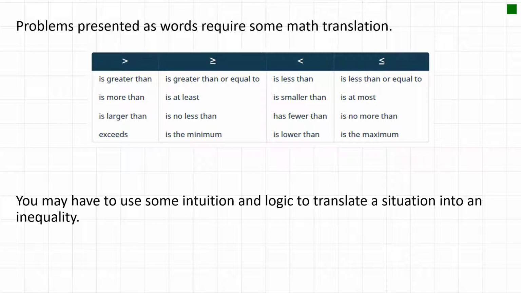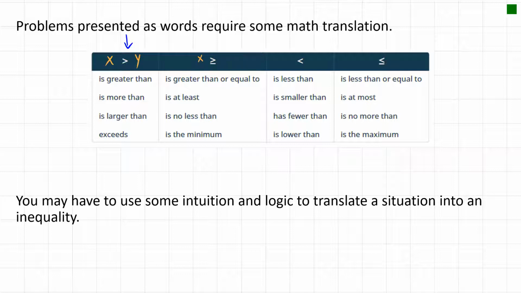So for example, over here on the left we have greater than. If x was greater than y, we'd call this the greater than symbol. Common words that represent greater than are greater than or more than, larger than, or exceeds. Notice the difference when we have an equals to.